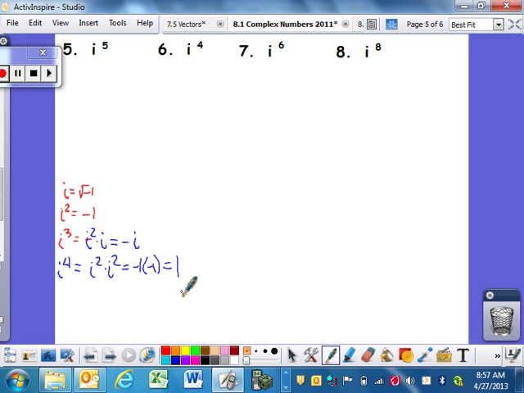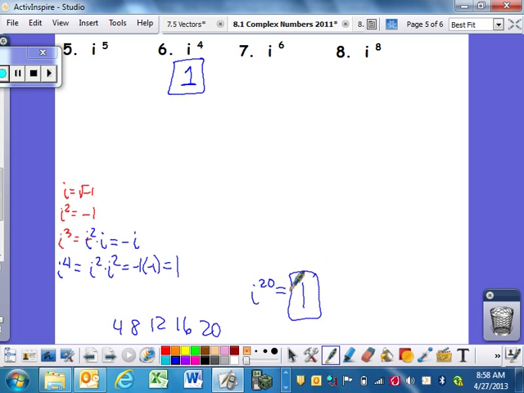So what's kind of nice is, for instance, number 6, if you see i to the 4th, I know my answer is 1. And what I mean by trying to find the closest number is a multiple of 4. If I start counting by 4: 4, 8, 12, 16, 20. For instance, i to the 20th power would be i to the 4th multiplied together 5 times. Well, 1 times 1 times 1 times 1 times 1 is still 1. So if you can get a number that's a multiple of 4, the answer has to be 1.